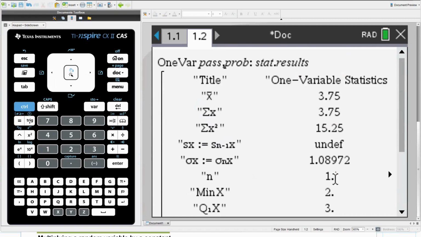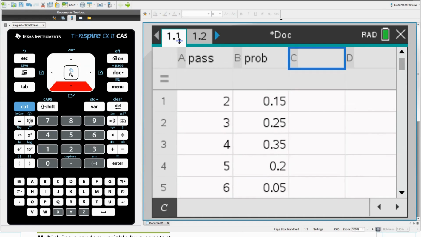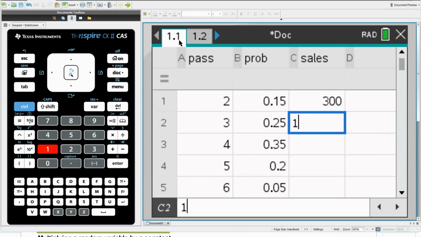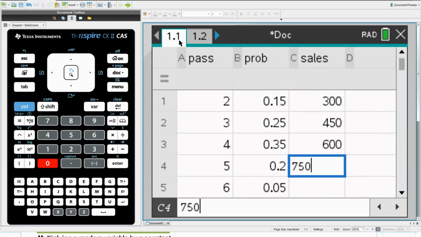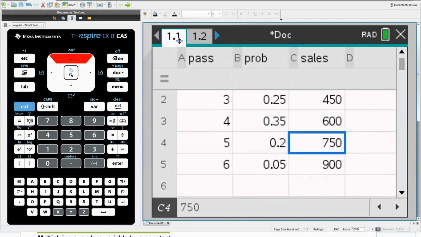The question then becomes, what's the mean and the standard deviation of this new random variable? Going back to the calculator, I'm going back to the sheet where we put this in. I call this column sales, how much money in sales: 300, 450, 600, 750, and 900. Those are the numbers, just in a different list.